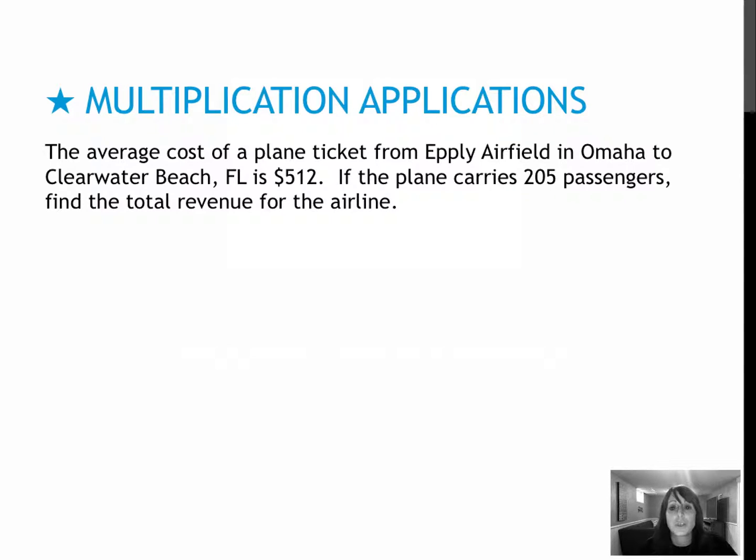This question likely looks familiar to you. We did a question very similar to this in our last lesson where we were estimating the revenue for the airline. On this question, we're actually going to multiply to find the exact value of the airline. So again, we have $512 for a ticket, and the plane carries 205 passengers. So on our last attempt, we rounded this to 500, we rounded this to 200, and we said that it was approximately $100,000, if I remember correctly. So now let's find the actual value.